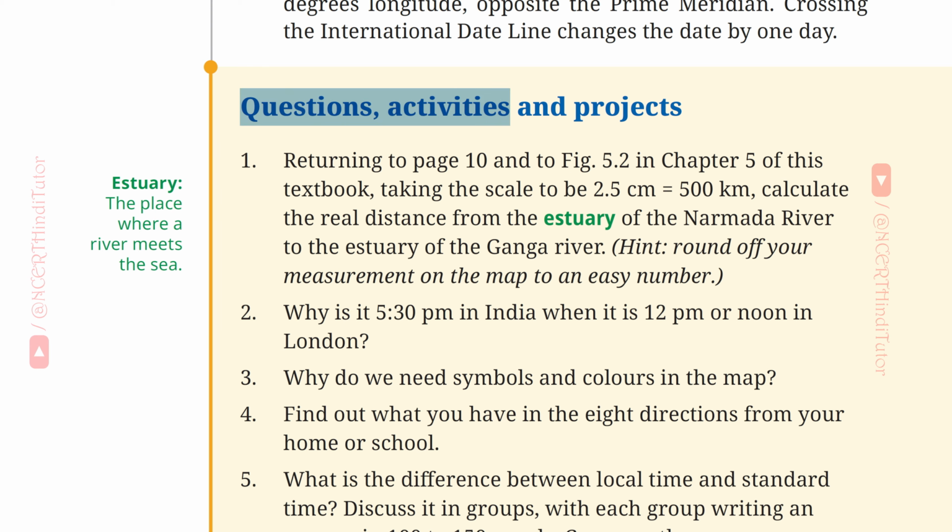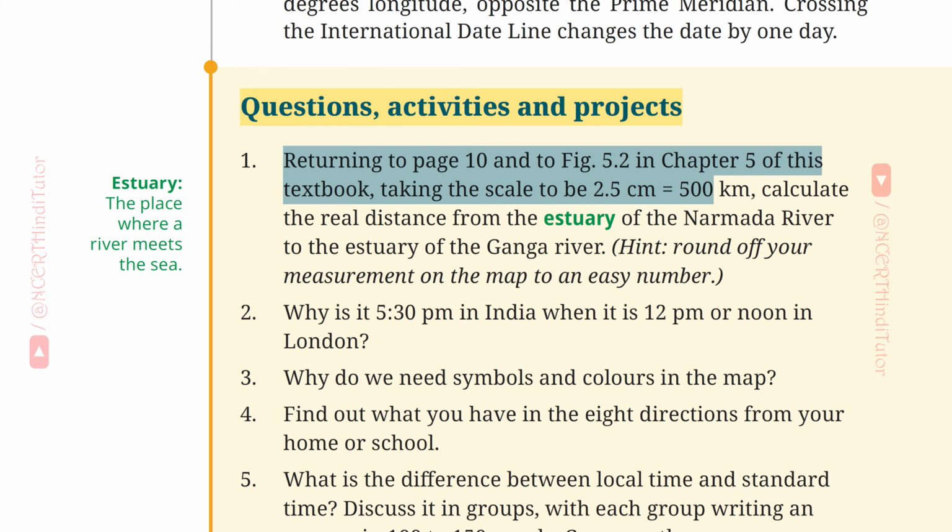Next, questions, activities and projects. Question 1. Returning to page 10 and to figure 5.2 in chapter 5 of this textbook, taking the scale to be 2.5 cm is equal to 500 km, calculate the real distance from the estuary of the Narmada river to the estuary of the Ganga river, and round off your measurement on the map to an easy number. Meaning of estuary, the place where a river meets the sea.